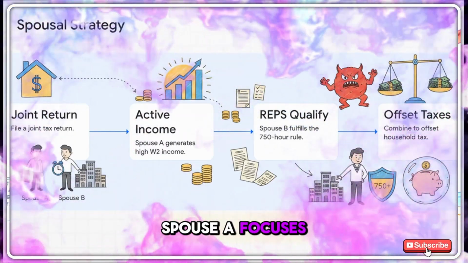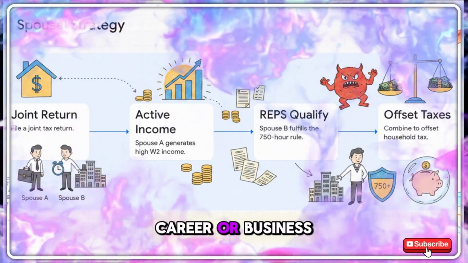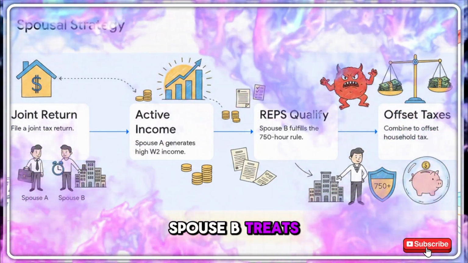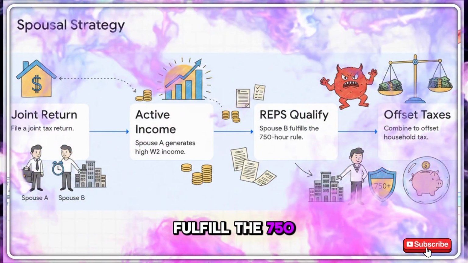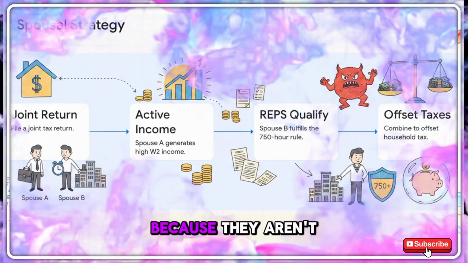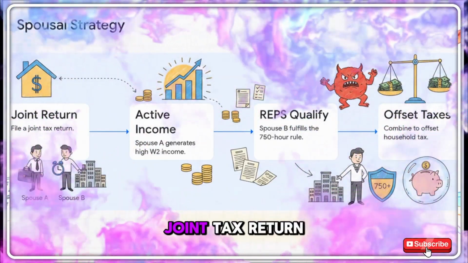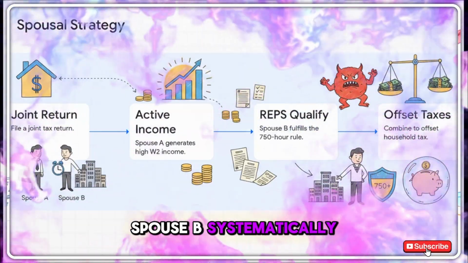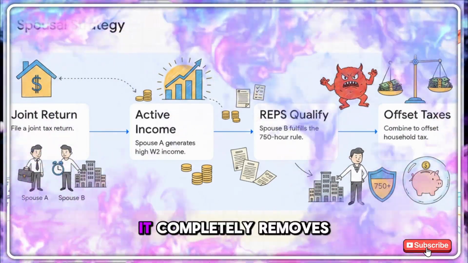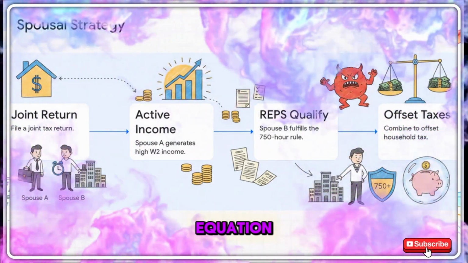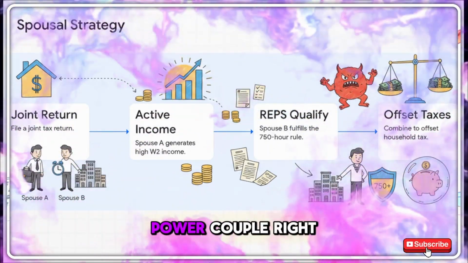Spouse A focuses entirely on maximizing high-yield active earnings in their specialized career or business. Meanwhile, Spouse B treats real estate as their primary profession. They can easily fulfill the 750-hour and material participation requirements because they aren't fighting a full-time W-2 schedule. When they combine forces on a joint tax return, Spouse B systematically shelters the exact high-bracket income that Spouse A is generating. It completely removes emotion from the equation and replaces it with pure, optimized financial strategy. Talk about a power couple, right?